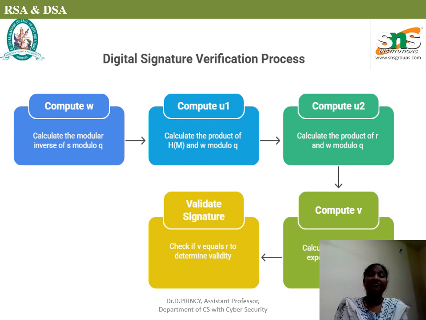Next, signature verification process. Compute W. W is nothing but the modular inverse of S. Compute U1, that is the first intermediate value. The second intermediate value is U2. After that, we have to compute V. V is the verification value. Then we check whether V equals R. If both are equal, it determines the validity. If it differs, the signature is invalid.